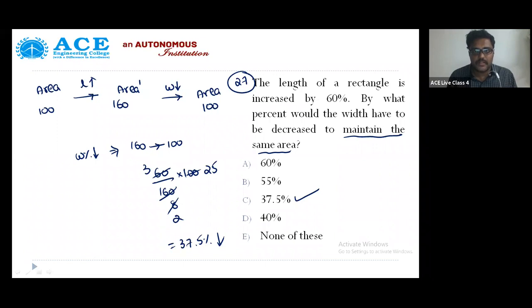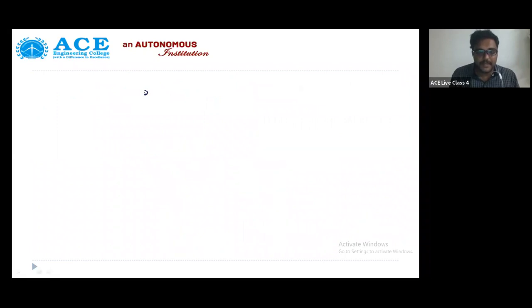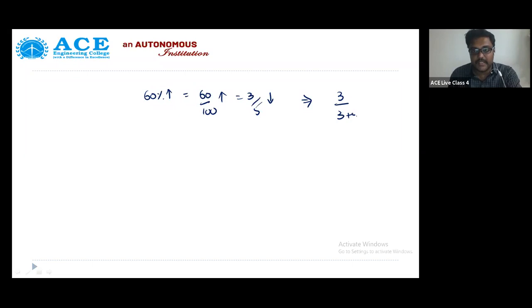What is that shortcut all about? A by B, 60% increase, right? Means 60 by 100, meaning 3 by 5 increase. The decrease is X by X plus Y decrease. So 3 by 8 decrease. If you want percentage, we should multiply with 100, which will give 37.5. This is 4 25s, 4 2s. We got 37.5% decrease. Both same.